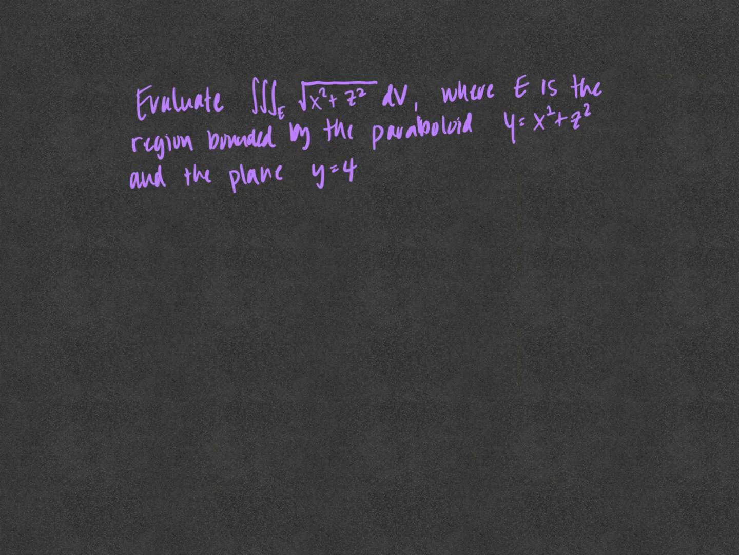So in this problem, we're going to evaluate the triple integral of x squared plus z squared in terms of the volume, where E is the region bounded by the paraboloid y equals x squared plus z squared, and the plane y equals 4. Now, what's important for you to catch here is if you were looking at types, your equation is in terms of y, so this would be a type 3 region, but I'm not really worried about that. Let's talk about this paraboloid.